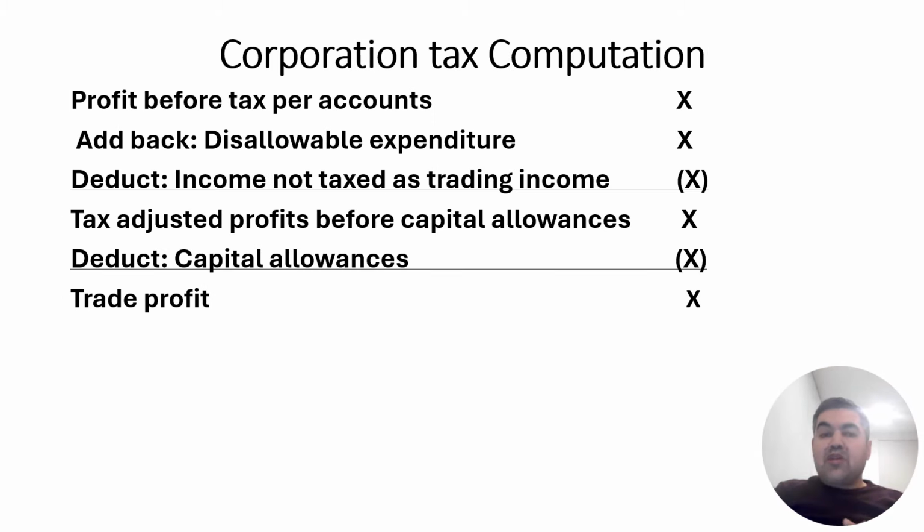This is a pro forma for corporation tax computation. You will start with the profit before tax per accounts, then you add back disallowable expenditure. I will make a separate video which will explain what the disallowable expenditure is, and then deduct income not taxed as trading income, such as rental income and interest income. That would give you tax adjusted profit before capital allowance, and then deduct capital allowance. After that, you will get trading profit.